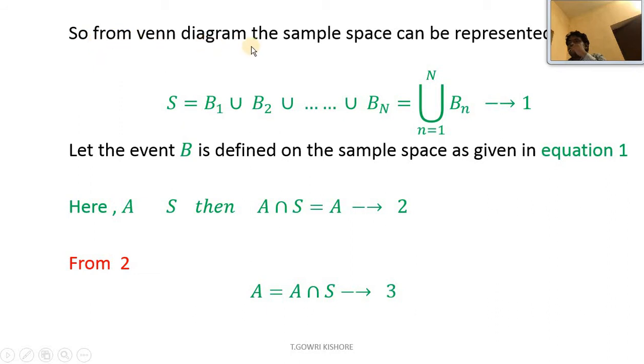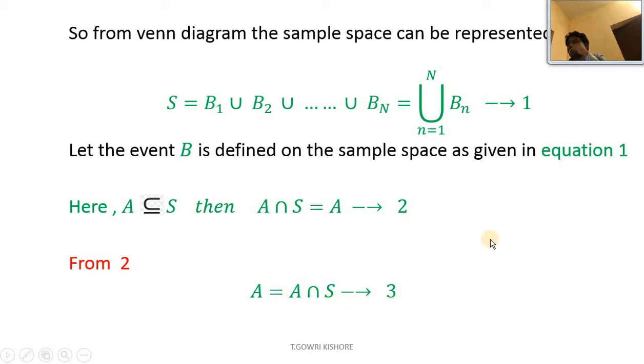So from the Venn diagram the sample space can be represented as S equal to B1 union B2 union and so on union Bn, that is equal to union n equal to 1 to n Bn. So this one I am representing as equation number 1. Let the event be defined on the sample space as given in equation 1. Here A is a subset of S, then A intersection S equal to A. So this one I am taking as equation 2. So A equal to A intersection S.